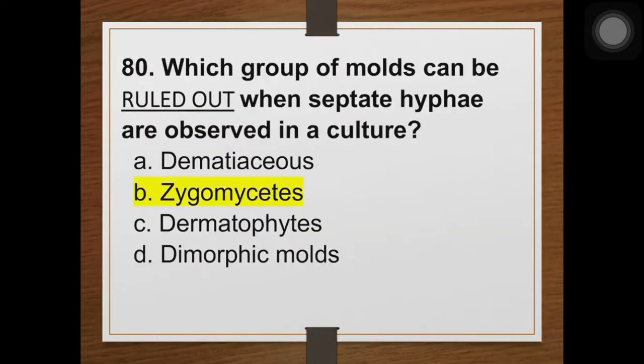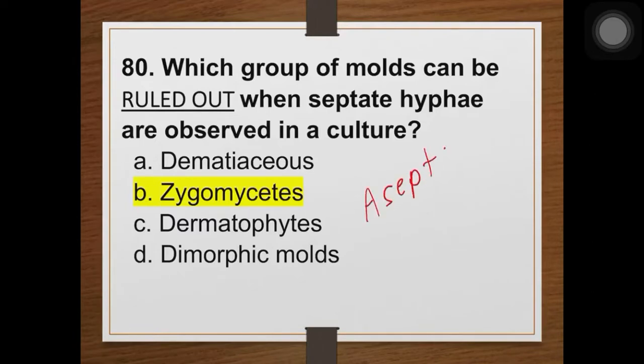Number 80. Which group of molds can be ruled out when septate hyphae are observed in a culture? Septate, or fungal hyphae with cross walls or divisions. Lahat ng fungi ay may septate hypha except for the zygomycetes.